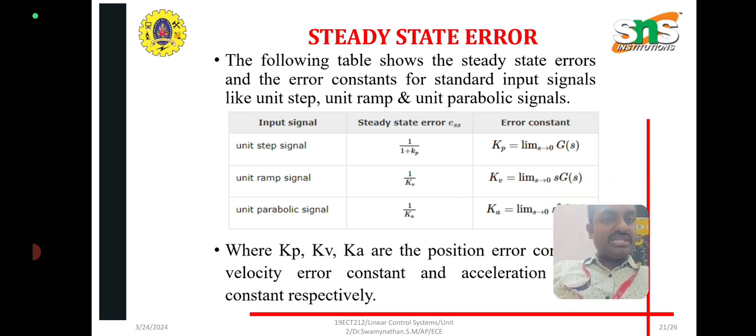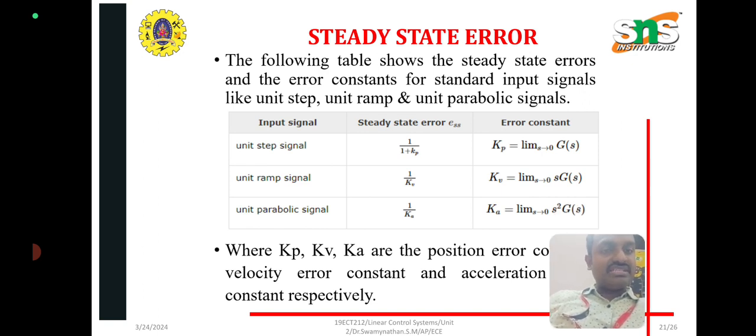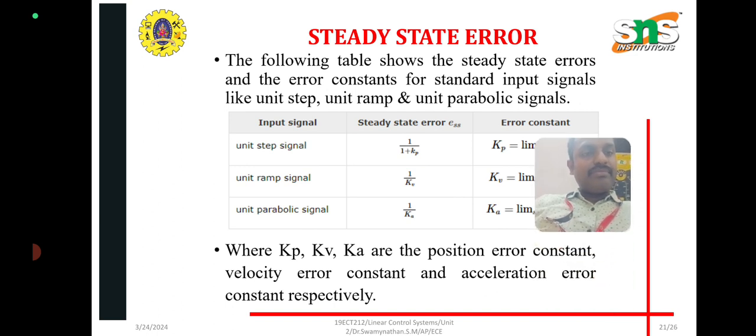So for a unit step signal, the steady state error is 1 by 1 plus Kp, where Kp, the error constant, is limit s tends to 0 of G of s. And 1 by Kv for the unit ramp signal, where Kv equals limit s tends to 0 of s into G of s. Again for parabolic, it is s squared into G of s. So Kp, Kv, Ka are called the position, velocity, and acceleration error constants.